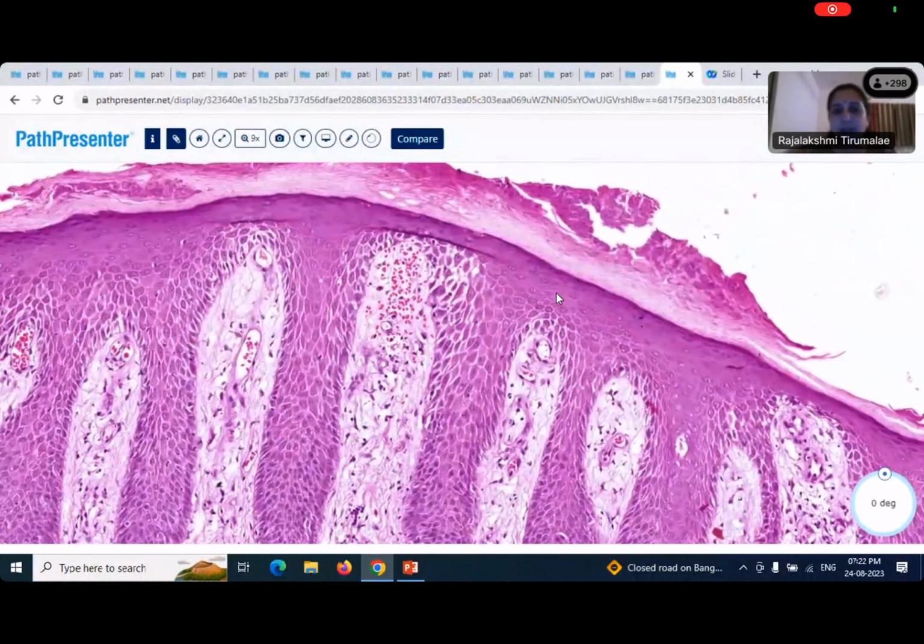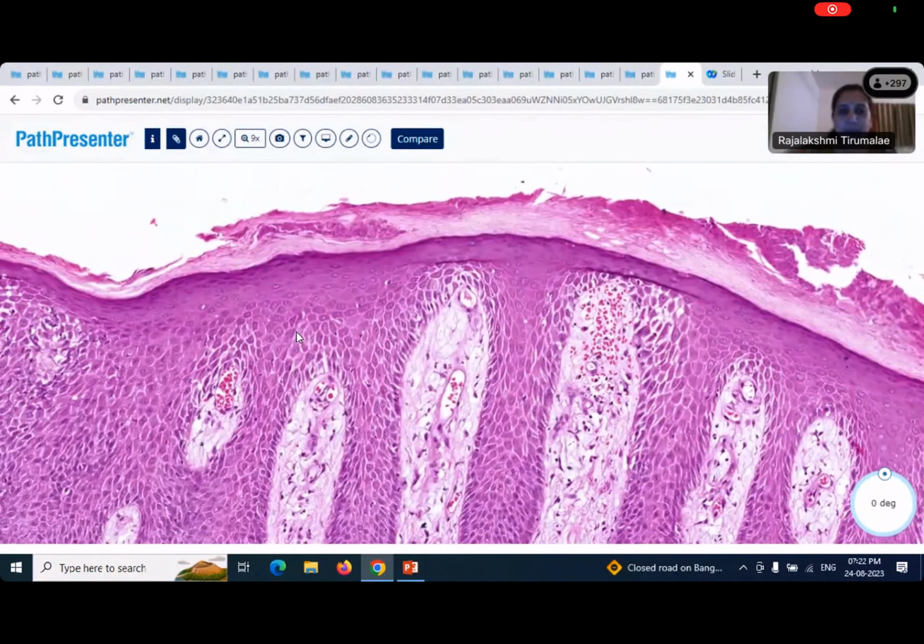Okay. Now let's come to the granular layer. What would you like to comment about the granular layer? Granular layer is almost reduced to absent. What is normal for the granular layer? How thick should it be?